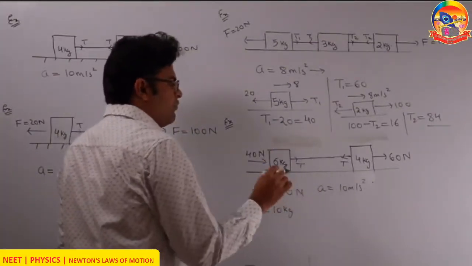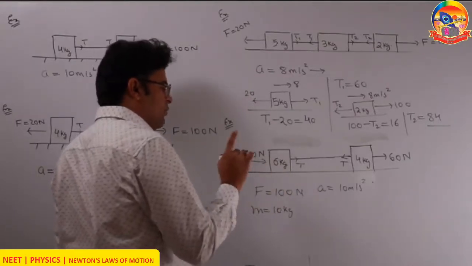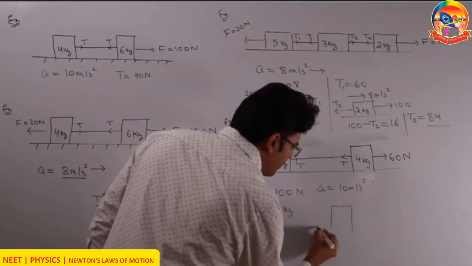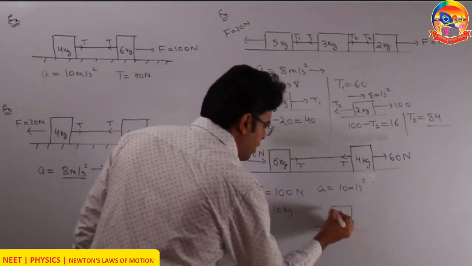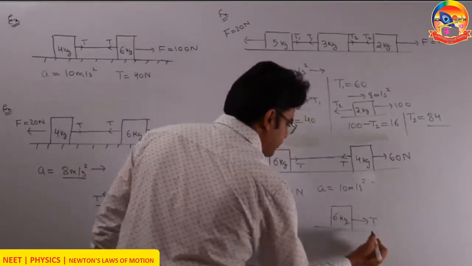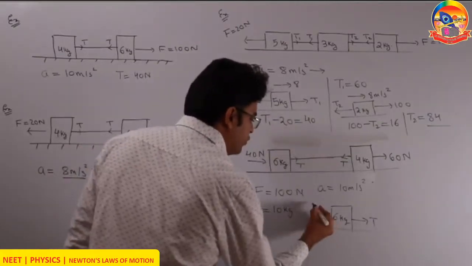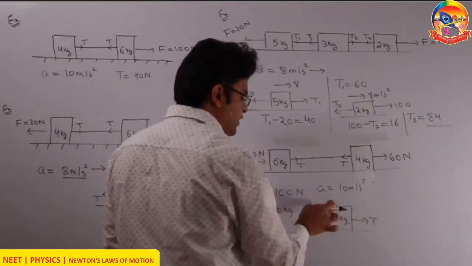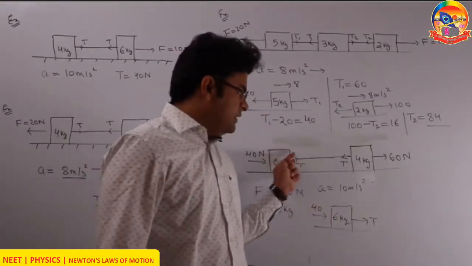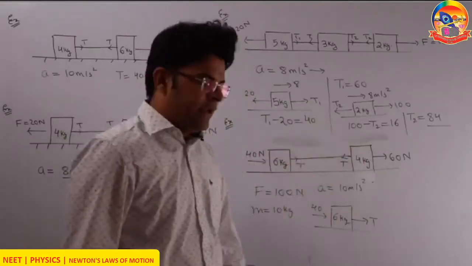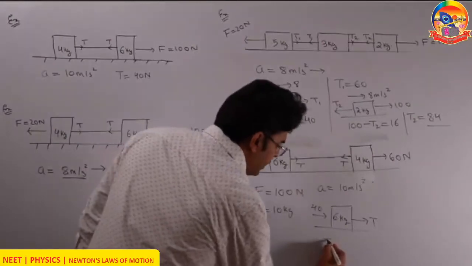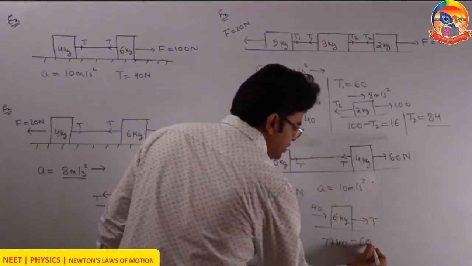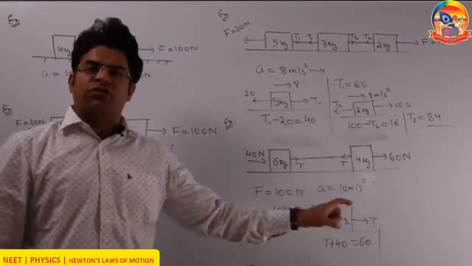Now let's make the free body diagram of any one block to find tension. Let's make it on the 6 kg. If we make the free body diagram of 6 kg, towards the right tension is T, and towards the right the other force is 40, and we know that under the influence of these two forces, the system will have a combined acceleration of 10. So you will say T plus 40, the net force in the direction of acceleration, equals mass into acceleration, 60. On solving, you will get T equals 20.